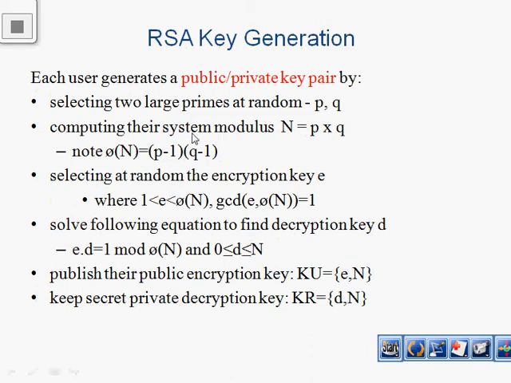See how the keys are generated. Each user must generate a pair of keys, private and public. The sender side uses the public key, and the receiver side generates the private key. First, you select two large prime numbers at random, P and Q. Next, you calculate the modulus value n equal to P times Q. At that time, note the factoring of the multiplication value: phi of n is equal to (P minus 1) times (Q minus 1).